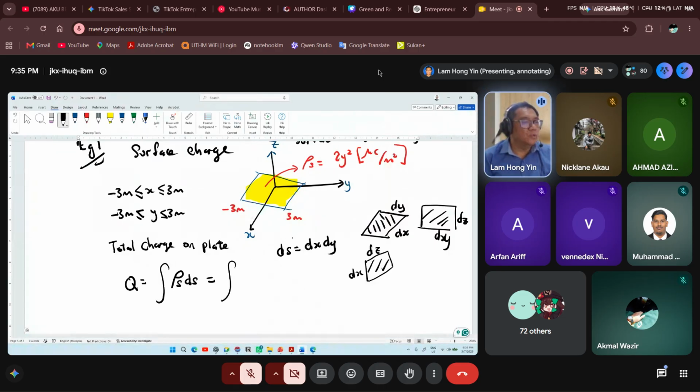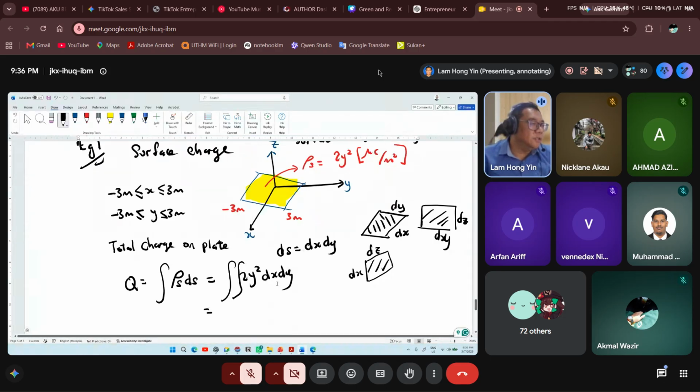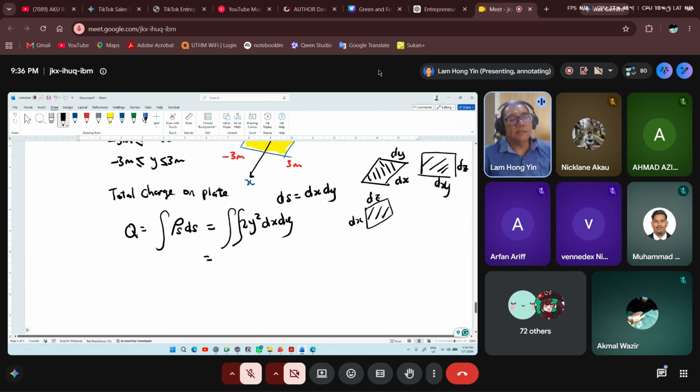Okay, so since you know that your ds is equal to dx dy, and you also know that your rho s is 2y square. My ds is dx dy, right? If you look at this dx and dy, it means you have double integrations. Why double integrations? Because you want to integrate the changes on dx, and at the same time, you want to integrate the changes of dy, right? You have the double integrations.